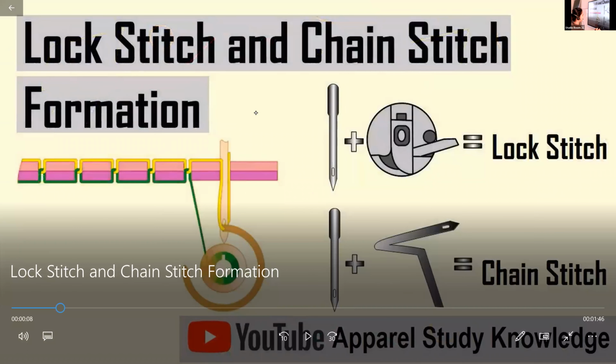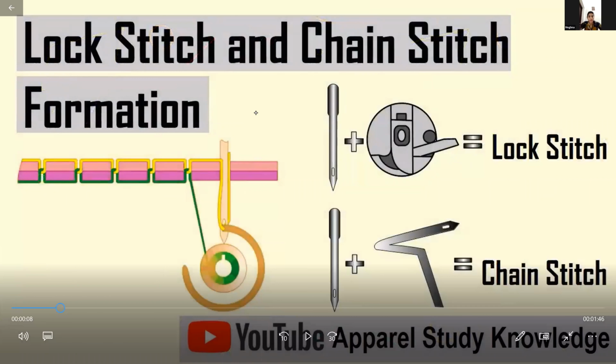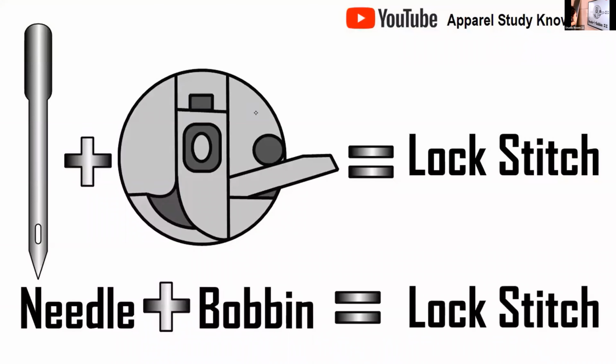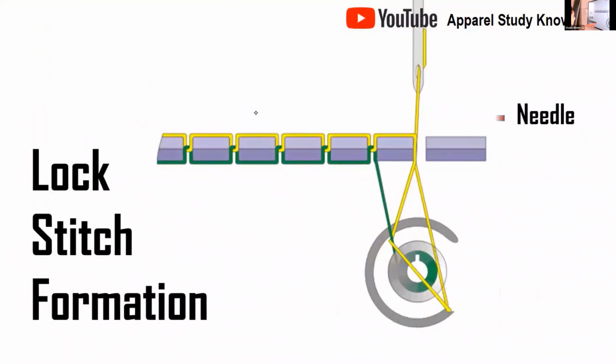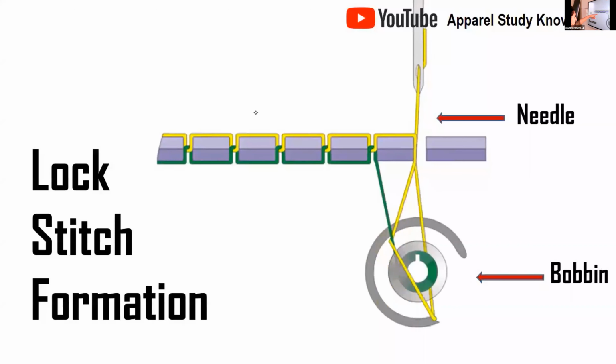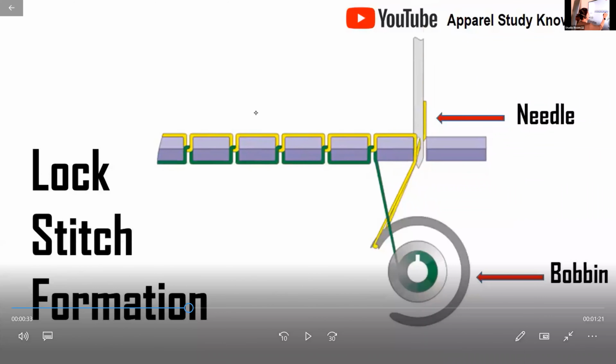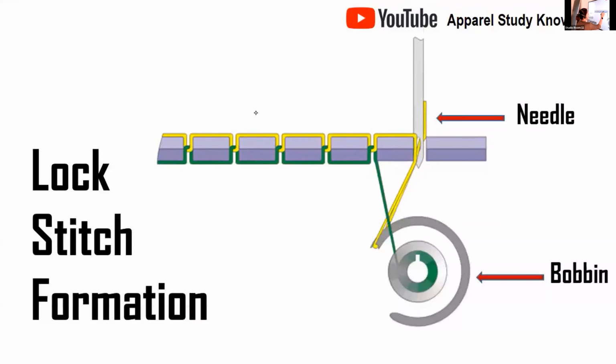Hi students, can you see the video? Yes, ma'am. Okay. See how lock stitch works. Needle plus bobbin equals lock stitch. So this is how lock stitch works. The needle from above is coming and locking. You can see the fabrics locking in between. Fabrics are getting locked in. This is the fabric, and these are the threads getting locked. You can see, right? Yes, ma'am.